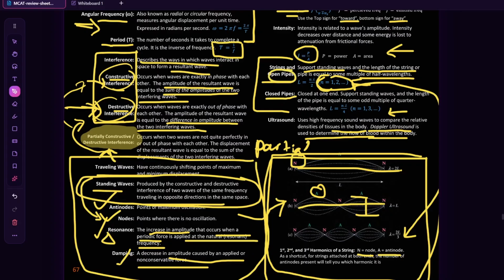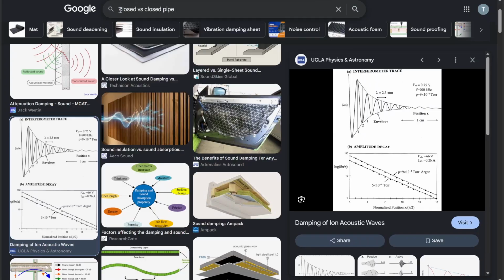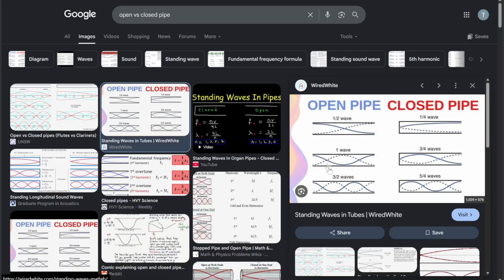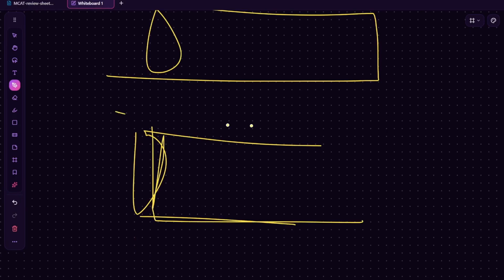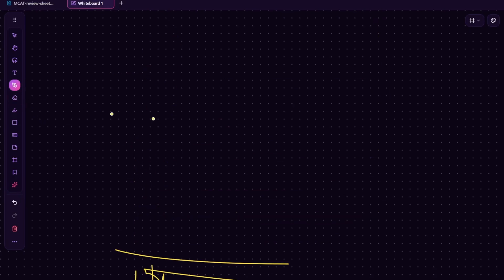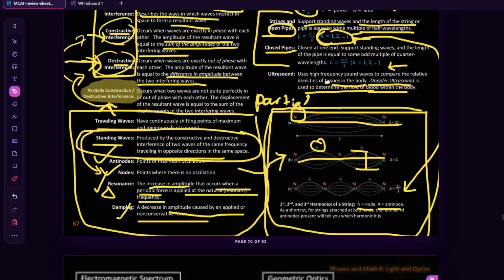So I'll just show quickly open versus closed pipe as well before I end. Open versus closed pipe. So here you go. These are examples of the open pipe, and this is the closed pipe. I accidentally drew it wrong, by the way. Closed pipe looks like this, but an open pipe is completely open on both sides, like this. And they have standing waves in them. Okay, so that should be good.